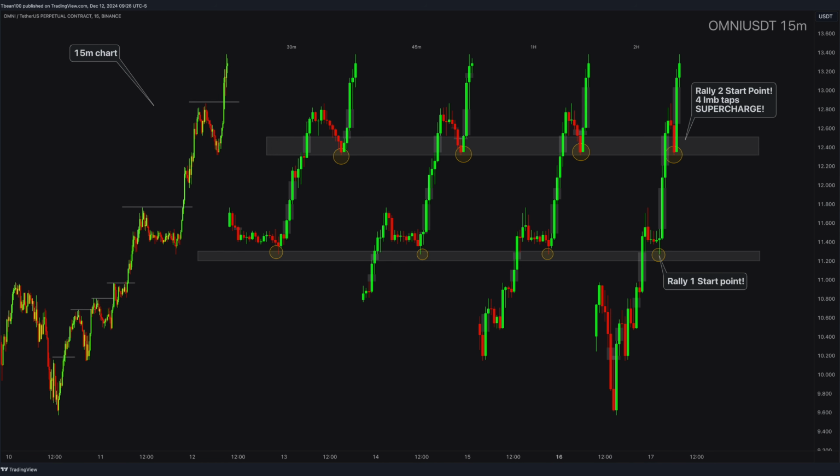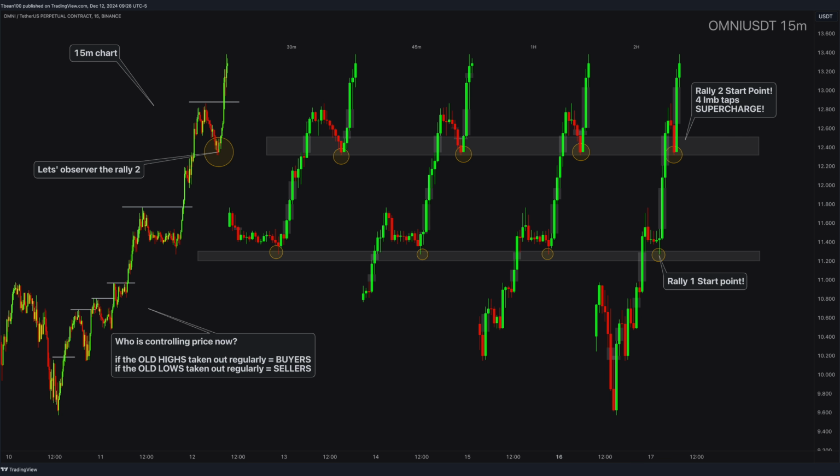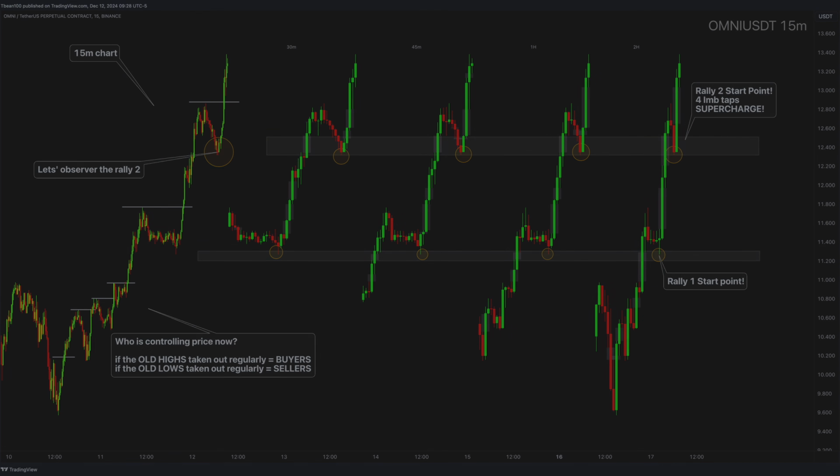Then I activate the 15-minute chart as well on the left, and as you can see, all the inner highs started being taken out. This also proves to me the buyer power in the low time frames. Okay, now let's observe the rally right at this point in much closer price action.